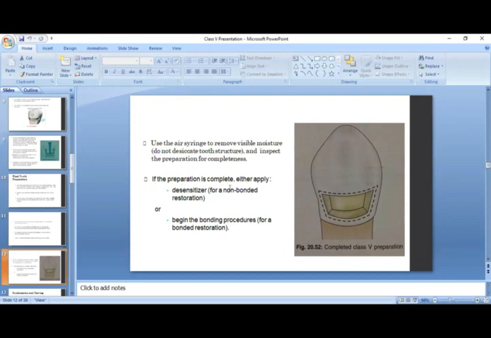If the preparation is complete, either apply a desensitizer or a bonding agent. Begin the following activity. Now, what are we supposed to do after the cavity preparation is complete?